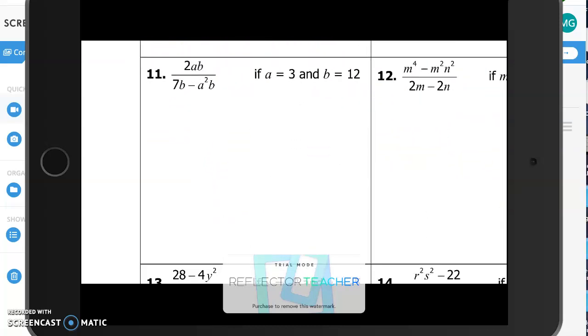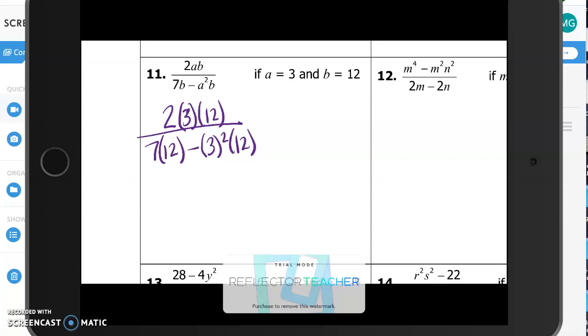We have a big fraction. So again, first things first, just rewrite it. 2 times 3 times 12 is on the top. 7 times 12 minus 3 squared times 12. So remember, when we have a big fraction, you need to get the top all as one number and the bottom all as one number, and then finally divide.